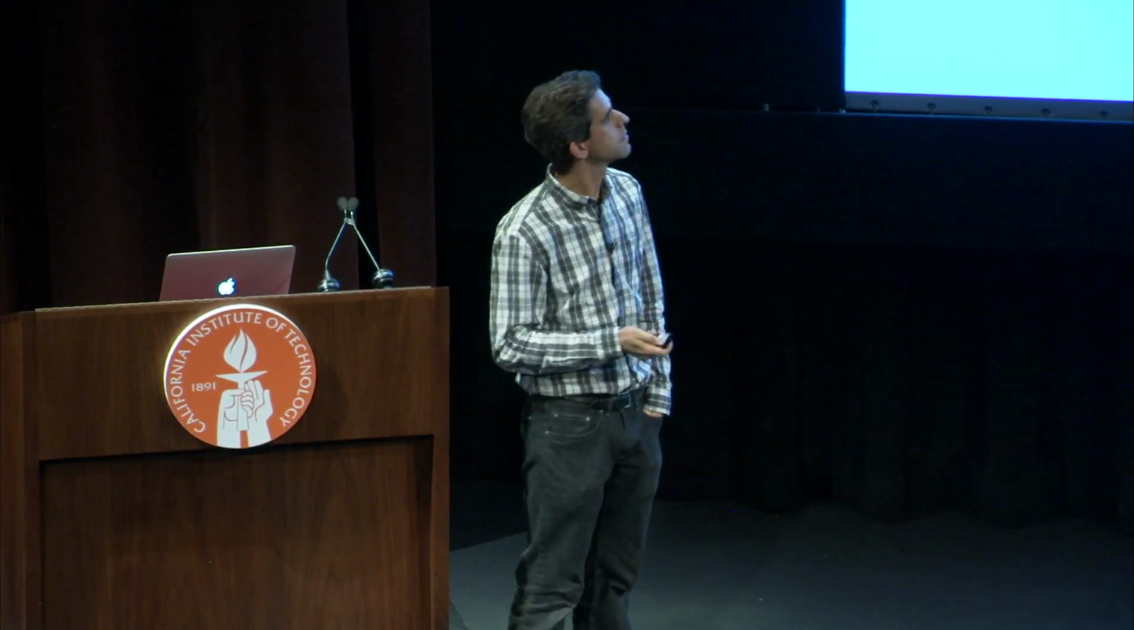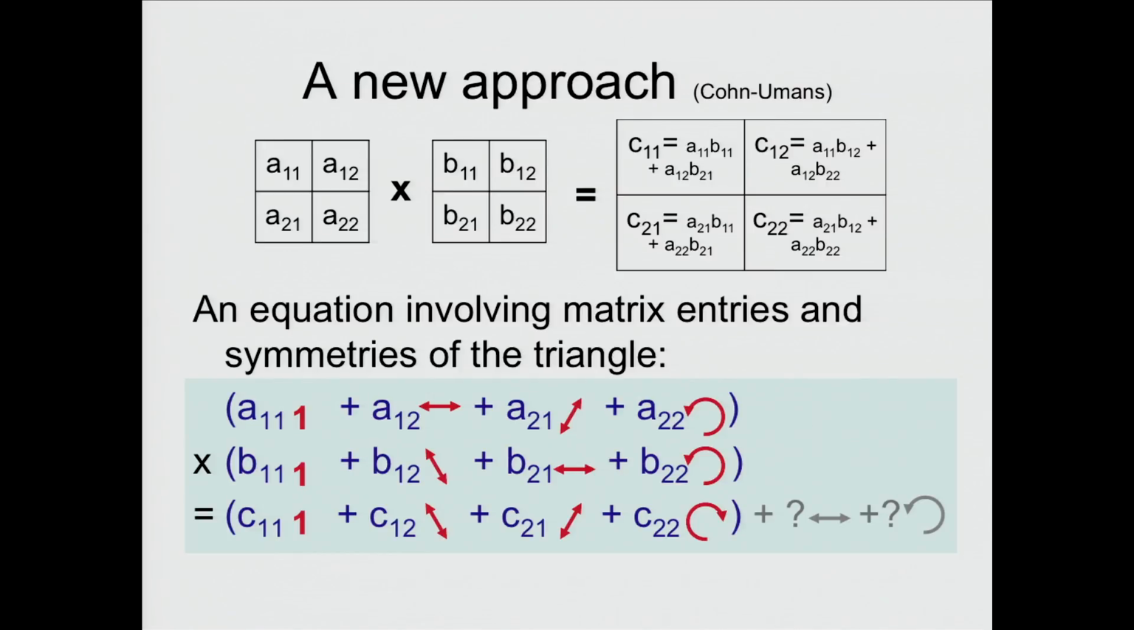Okay, so what does this have to do with matrix multiplication or algorithms? So here's a crazy thing that you can do. You can take this 2x2 problem again of trying to multiply matrices, and it turns out you can write down an equation involving the matrix entries you're given and the ones that you're trying to find that involves these symmetries of a triangle.